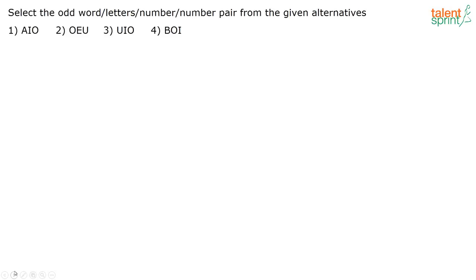Select the odd words or letters or numbers or number pair from the given alternatives. Again, this is a very, very easy question. You just have to look at the letters that are given. Just see what are the letters that are given. You should be able to arrive at the answer. See, Arpita has already given me the answer as 4. Konduru says it is 4. Deepak says 4. Kishore says 4. Anusuya says 4.